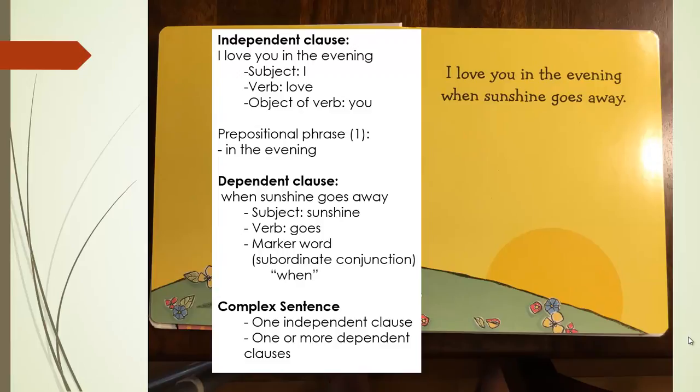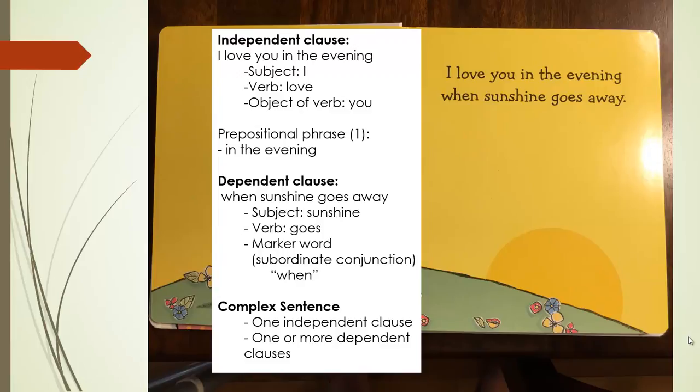And now we're beginning what we call a dependent clause. We still have a set of subject and verb. Sunshine is our subject. The verb is goes, but it does not express a complete thought because we have this dependent marker word or subordinate conjunction, and that word is when. So if we take that package of language, that group of words, when sunshine goes away, yes, we have a subject and a verb. We could capitalize when, but we still would not have a proper sentence because it does not express a complete thought, okay?